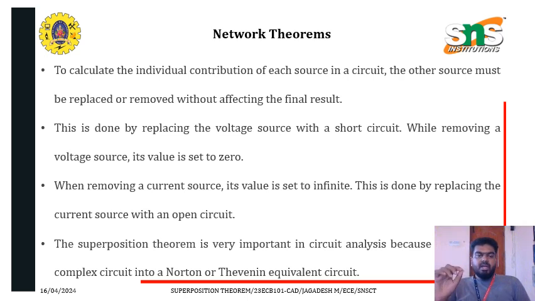To calculate the individual contribution of each source in the circuit, the other sources must be replaced or removed without affecting the final result. This is done by replacing a voltage source with a short circuit, since when removing a voltage source, its value is set to zero. When removing a current source, the value is set to infinite. This is done by replacing the current source with an open circuit. The superposition theorem is very important in circuit analysis because it can reduce a complex circuit to a Norton or Thevenin equivalent circuit.